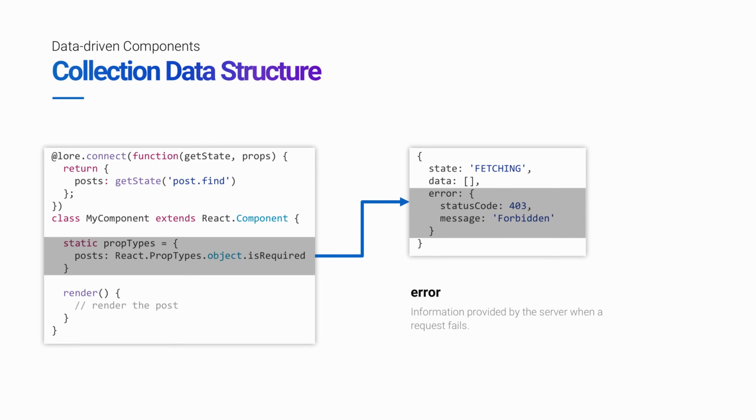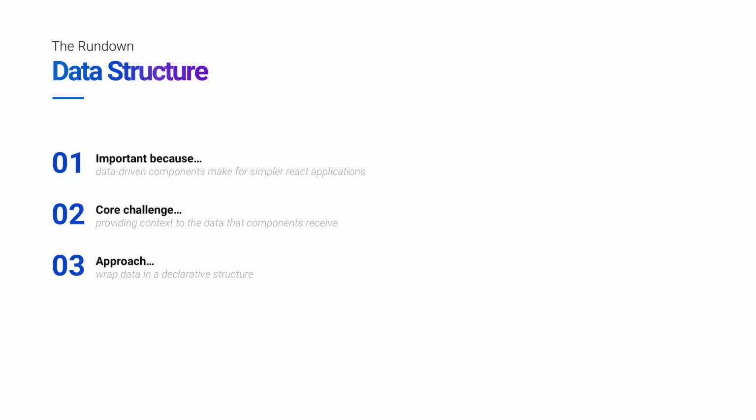And finally, we have the error field again, which will also contain any information provided by the server when a request fails and returns a 400 or 500 level status code. So reviewing what we just covered, the data structure you select is important because data-driven components make for simpler React applications. The core challenge is providing context to the data that components receive, and the approach that Lore takes is wrapping data in a declarative data structure.